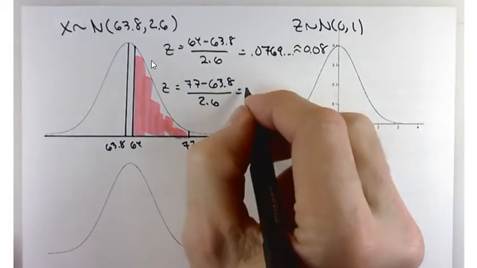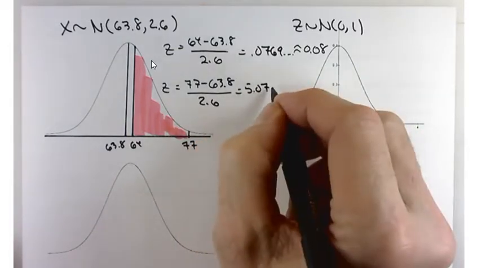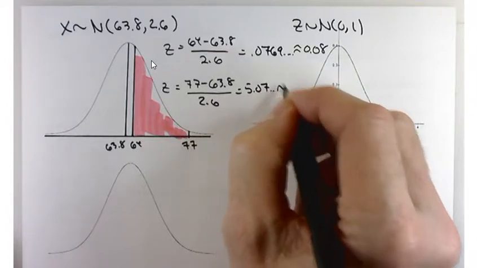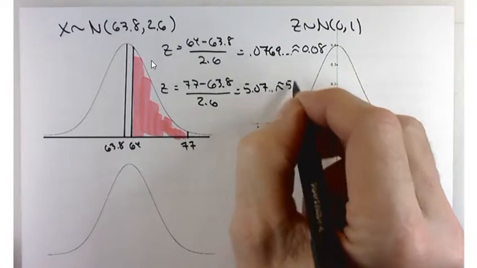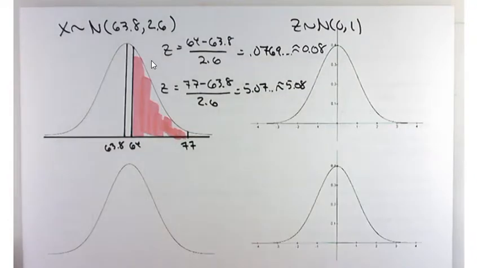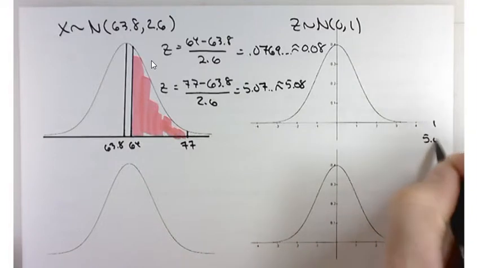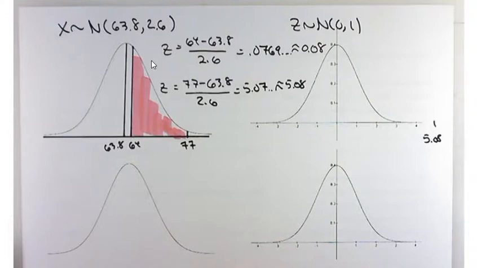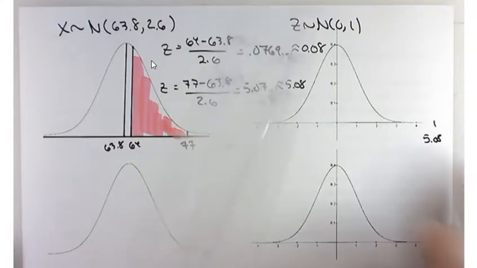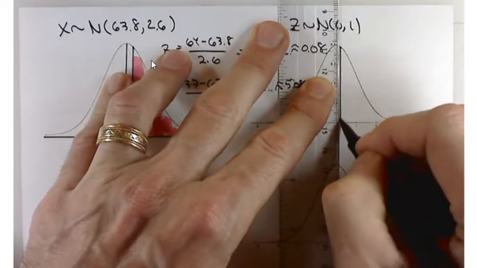Down here, we get 5.07. And we don't even have to worry about rounding that. That's kind of like way off the charts. 5.08. Like I said, it doesn't really matter. That's way out here. 5.08. And then about 0.08. So if you're trying to be somewhat accurate with your graphs, that 0.08 would be probably around here.